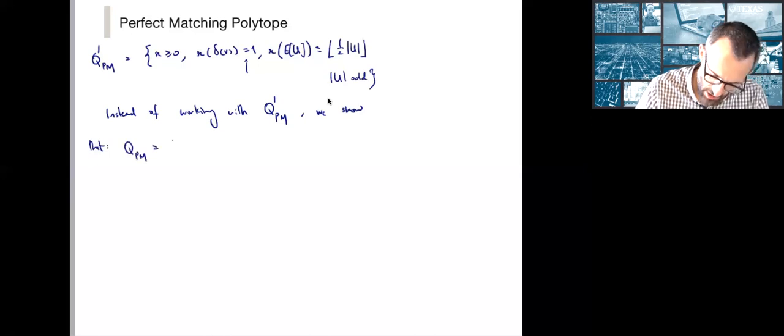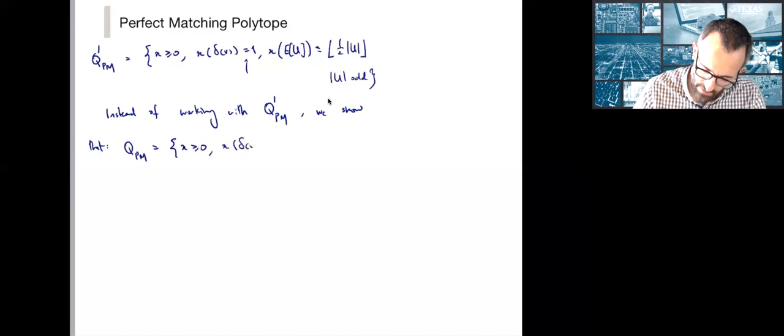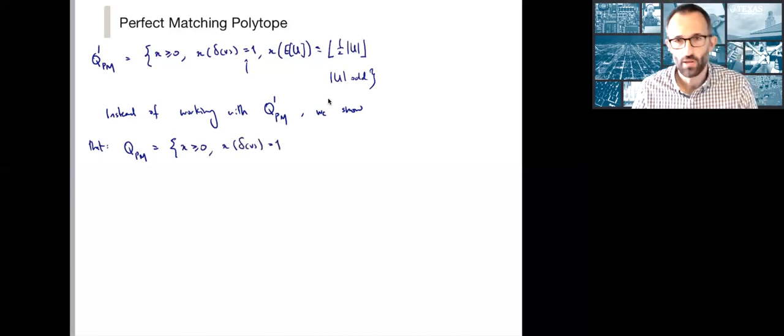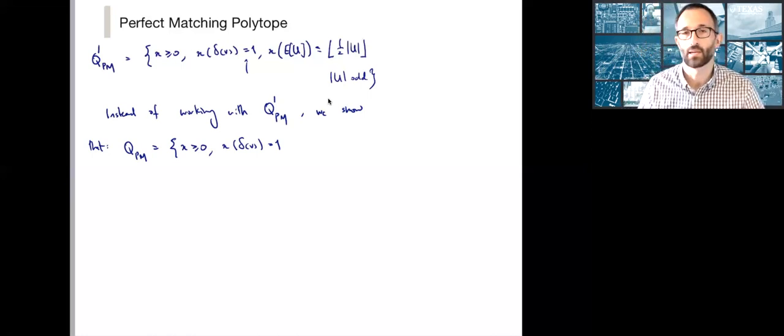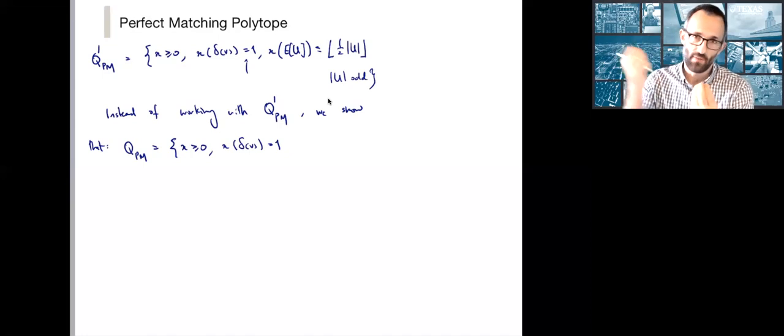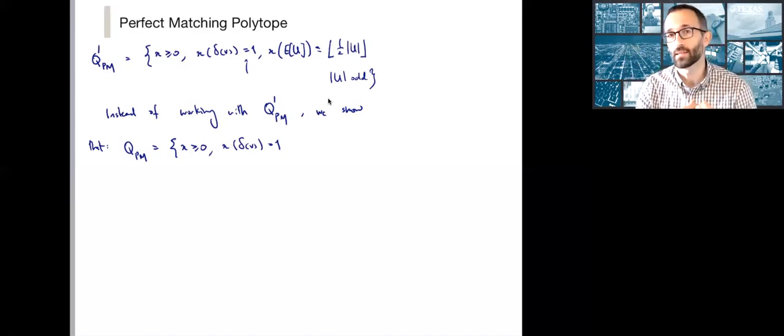Q-PM without a dash is x non-negative, again x of delta of v equals 1. Remember, equals 1 is saying that for every node, it has to be covered by one edge. If you have integrality, those results are saying exactly one edge. For just matching, it's less than or equal to 1, because for any node you can have at most one edge of the matching incident, but you're allowed to have none if you must have exposed vertices.